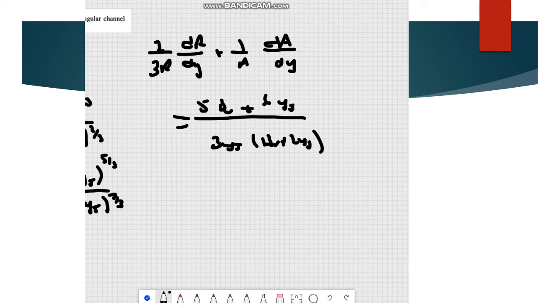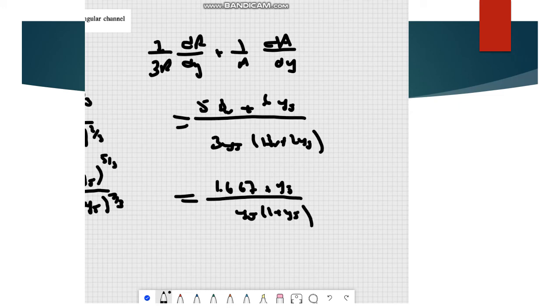This is equal to, instead of b_w we need to put 2, so it's 10 plus 6 y_j over 3 y_j multiplied by 2 plus 2 y_j. So when we manipulate, it's going to be 1.667 plus y_j, over y_j times 1 plus y_j.